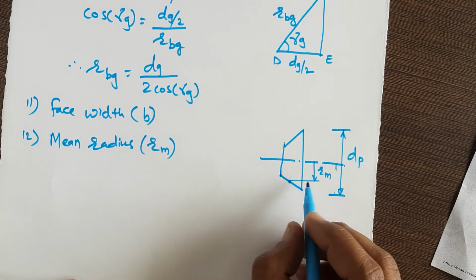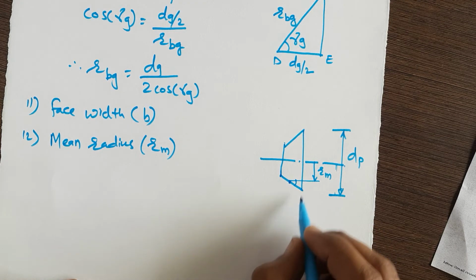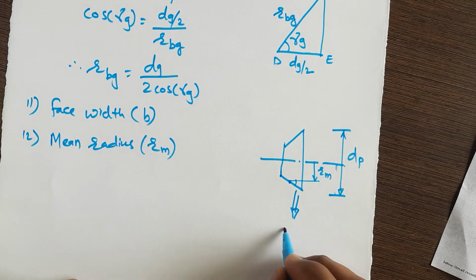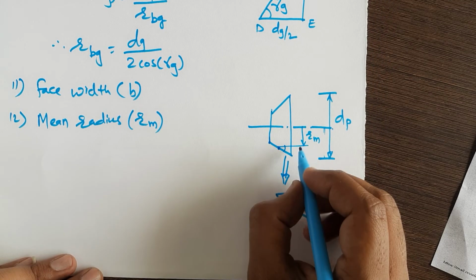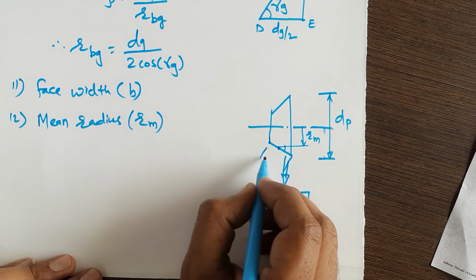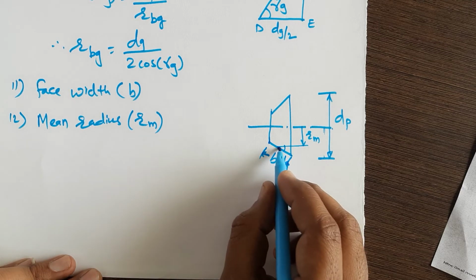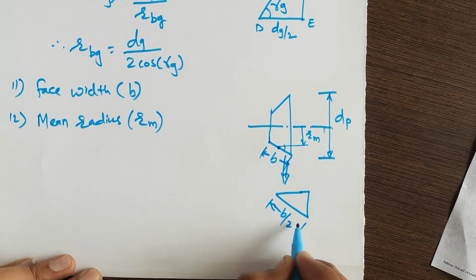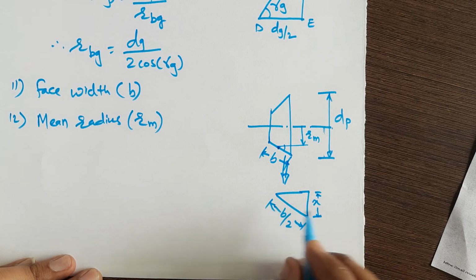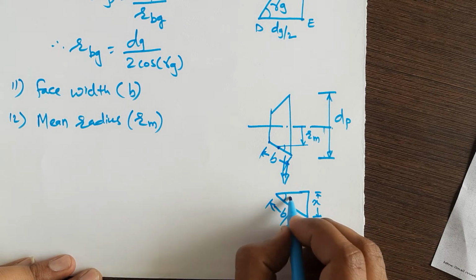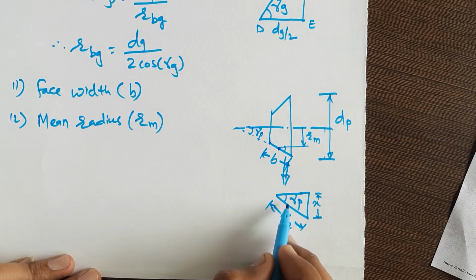Now the angles are there, so if I draw this triangle here, the triangle will be like this. This distance is small b, so this distance will be b by 2 because I am drawing from here. Now this distance we want to find, let us say this distance is x, and this angle is gamma p, because the angle made by this pitch cone is gamma p.